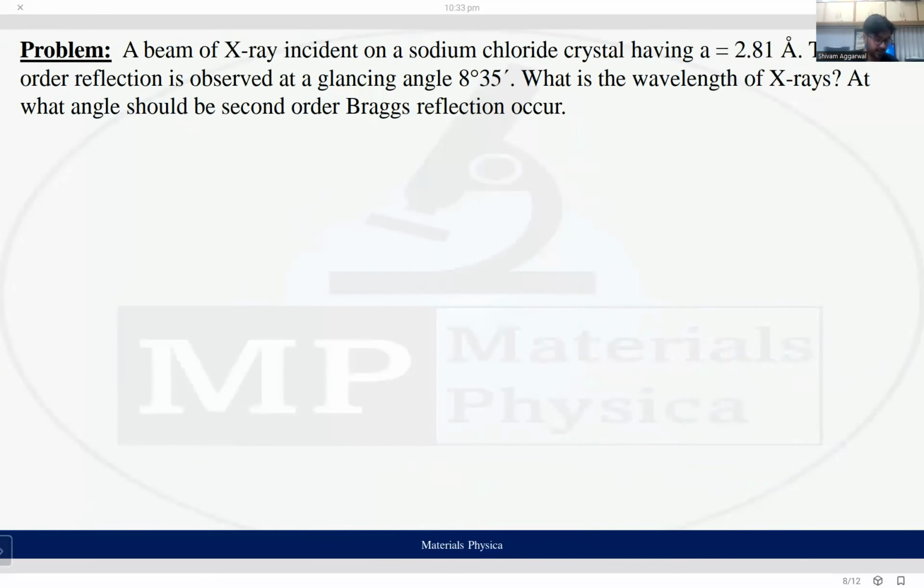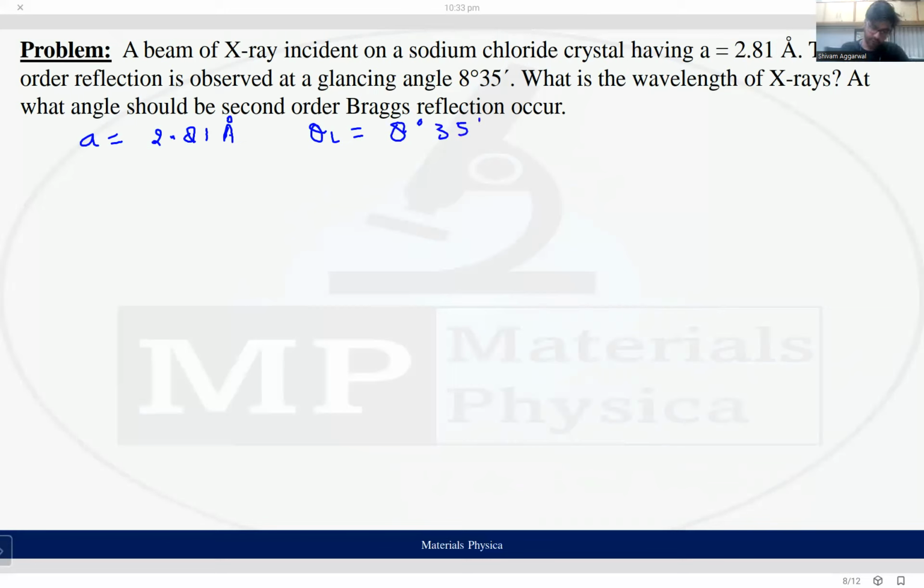A beam of X-rays is incident on a sodium chloride crystal having a lattice constant of 2.81 angstrom. The first order reflection is observed at the glancing angle 8 degree 35 minutes. What is the wavelength of the X-rays? At what angle should the second order reflection occur? So a is 2.81 angstrom, and the glancing angle is 8 degree 35 minutes.